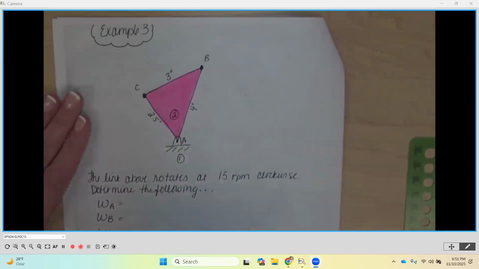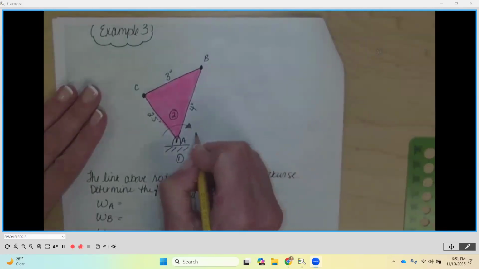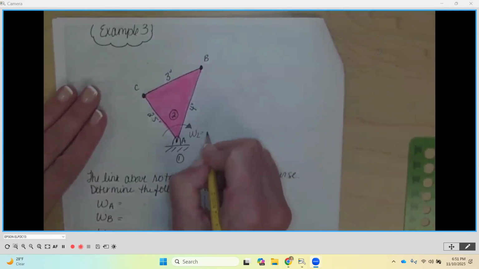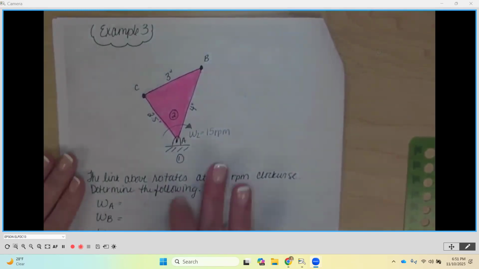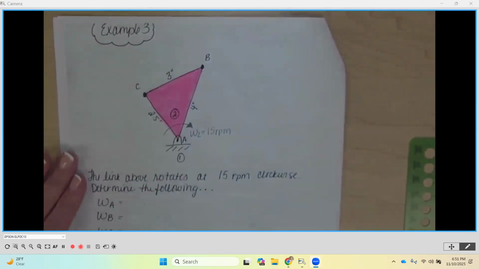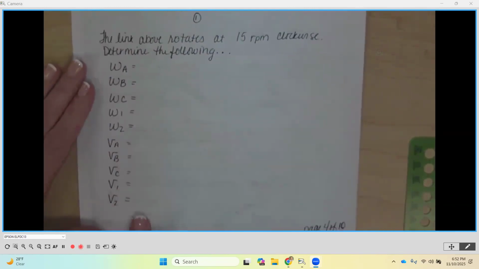Okay, so based on that information, we just want to show an arc pointing in a clockwise direction, and this is going to be W2 is equal to 15 RPMs, right? Now, with that information and the information that you see on here, you are going to fill in what you believe all these values should be. The W's, you shouldn't have to calculate anything. You're just going to either put 15 RPM or zero, depending on the point or the item that it's asking for.